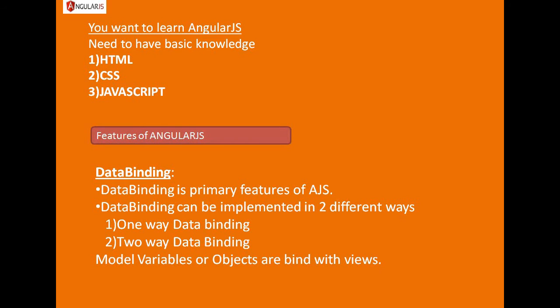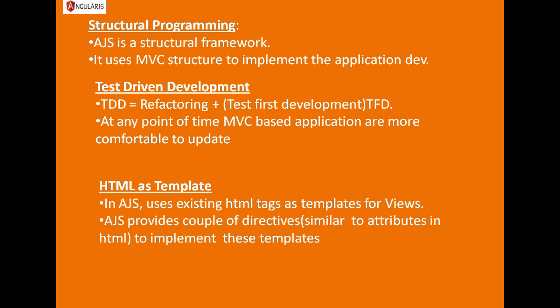Features of AngularJS. Data binding is one of the primary features of AngularJS. Data binding can be implemented in two different ways, one-way data binding and two-way data binding. Model variables or objects are bound with the views.